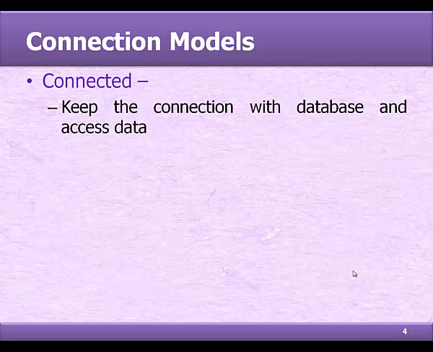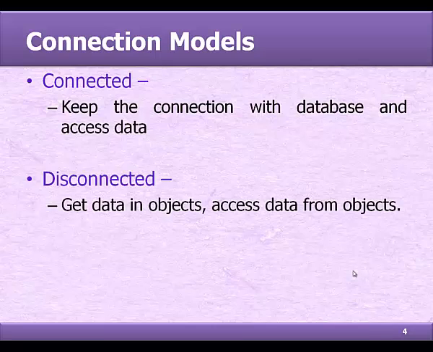Now, to access the database, we use the connection. There are two connection models that we come across when we access the database. The first is the connected model. In the connected model, the front end is always connected to the database. Whether you are updating some record or fetching some records from the database, the connection is always there with the front end. The front end objects get connected to the database and remain connected throughout the operations.